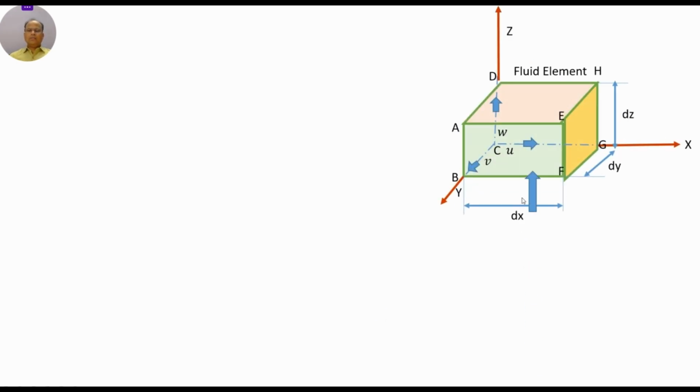Now if the fluid is flowing perpendicular to this plane, or perpendicular to the screen, then the mass is entering from this area B, W, G and F, and going out from the top.